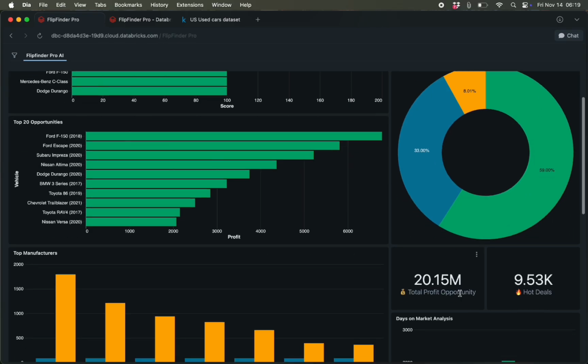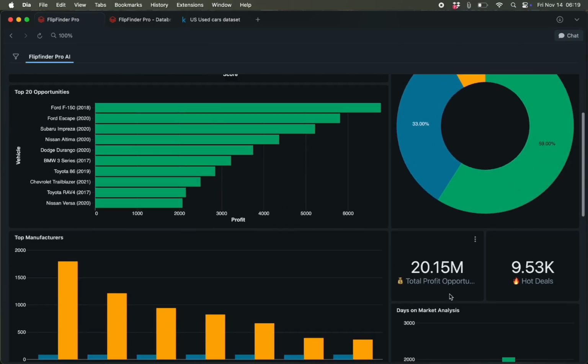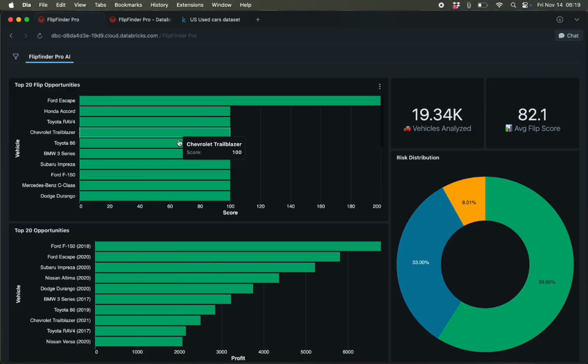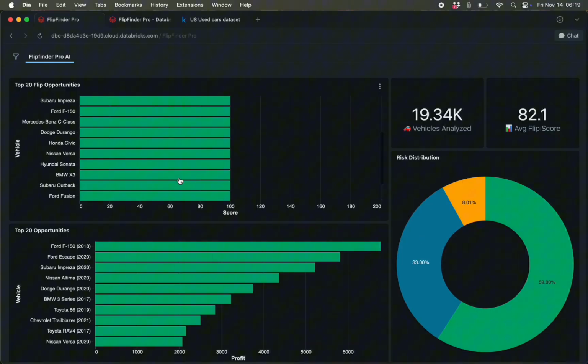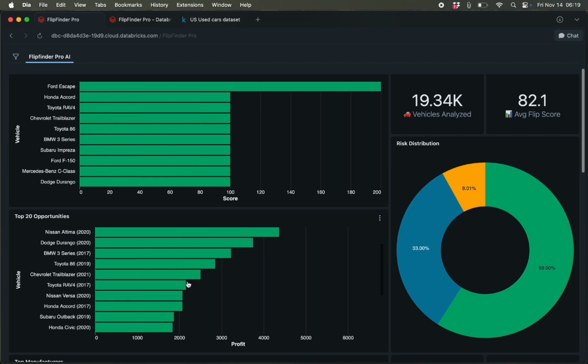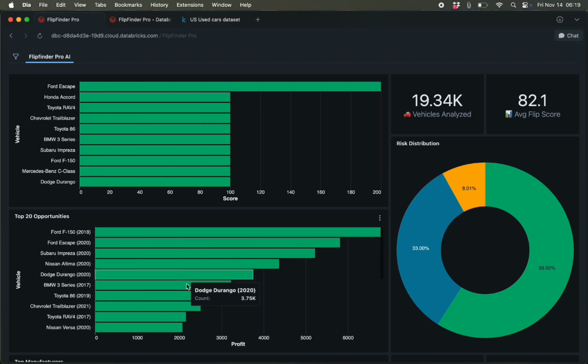Total profit opportunity shows the total revenue in the market and demonstrates the ROI potential of using the system. Hot deals count: the number of vehicles with a flip score greater than 80. These are the must-buy opportunities and should be purchased immediately, as they typically sell 3 times faster than average and generate 2 times higher profit margins. Top 20 leaderboard: this leaderboard ranks the best opportunities and is an immediate action list for buyers.